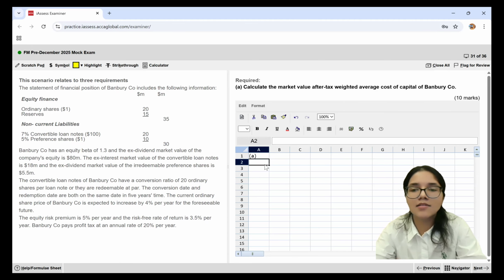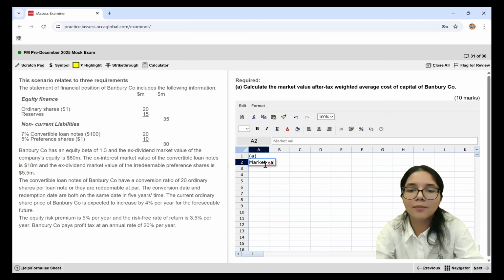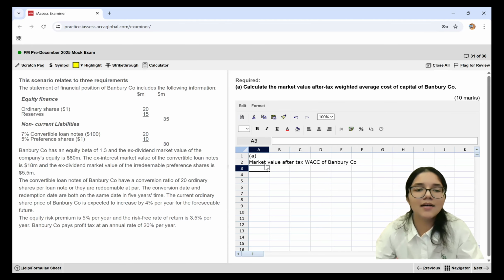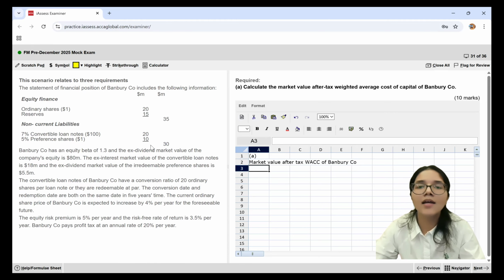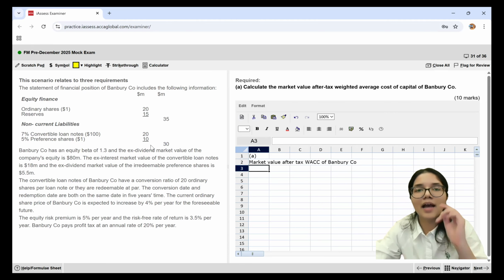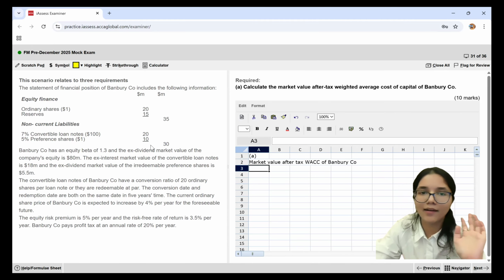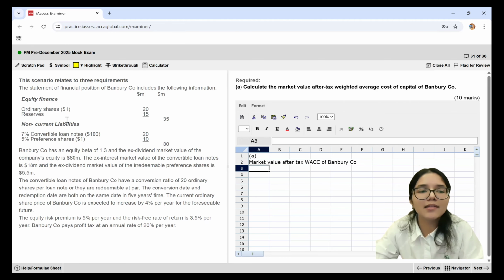So I can say that this is a solution for part A, where I will be calculating the market value after tax weighted average cost of capital of Banbury Company. So this is the requirement which I'm supposed to answer. Now, when I read the case study, this is what I'll keep in mind, that my eyes will look for the information which will help me solve this particular requirement. So let's read the scenario.